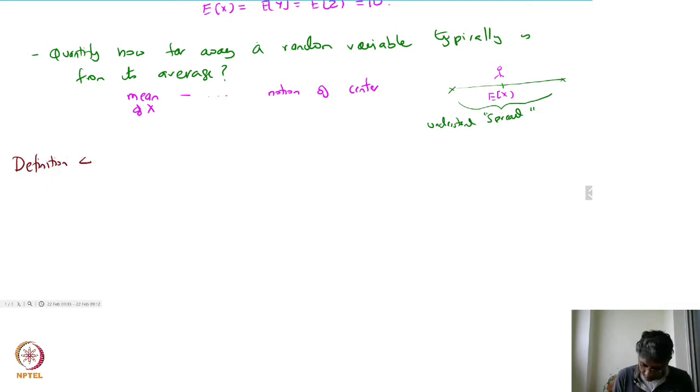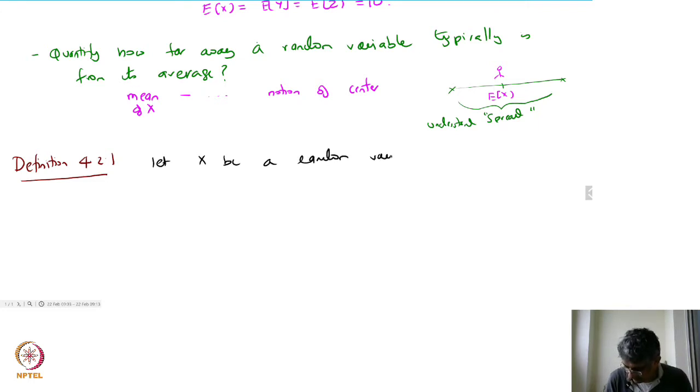So, definition 4.2.1. Let X be a random variable with finite expected value. This is something I've always assumed: E of X is well defined.